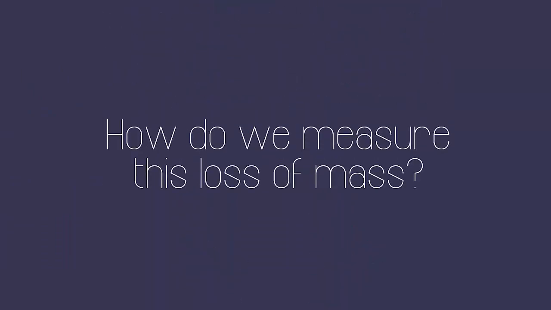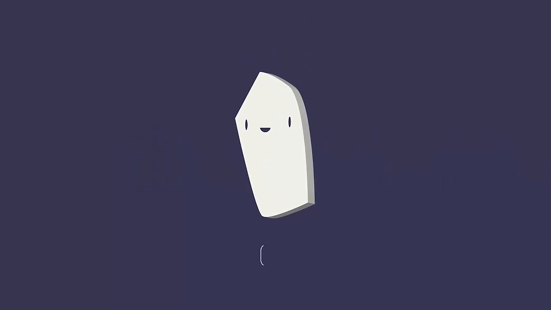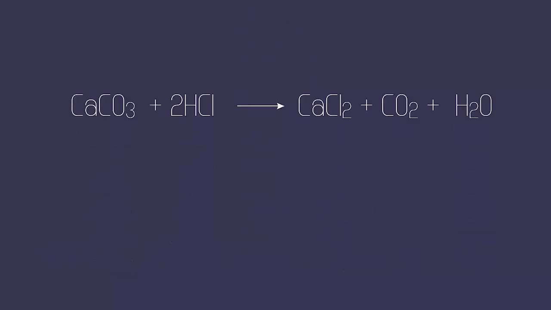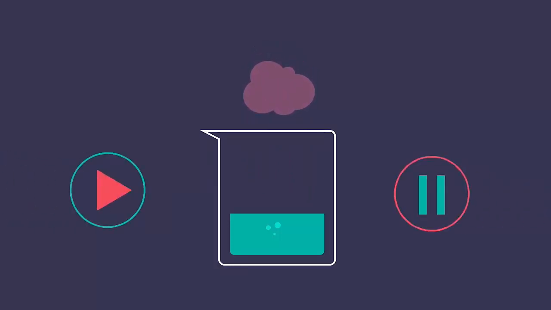Let's look at a simple reaction. Marble chips, that is calcium carbonate, react with hydrochloric acid to give calcium chloride, carbon dioxide and water. Have you noticed that one of the products here, carbon dioxide, is a gas? So if you were to add marble chips to hydrochloric acid in an open beaker, can you think how this loss of mass in this reaction might be measured? Pause the video and have a think.